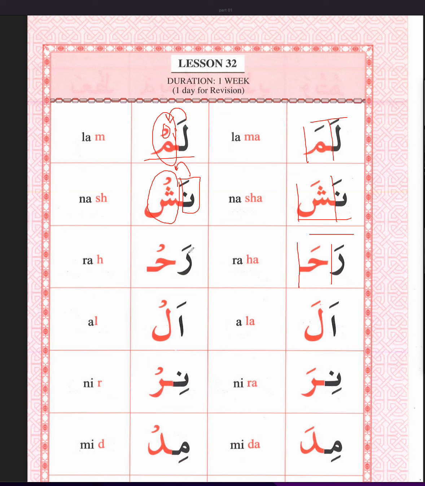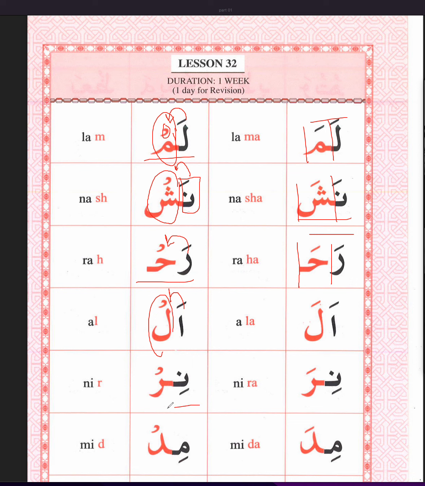We have a ra and we have a ha. Raha. Now, we're going to connect the ra with the sound of the letter ha, and that is rah. Rah. Okay? The sound of the lam is l. So connect the a with the l and you get al. Okay? I hope that makes sense to you, inshallah.